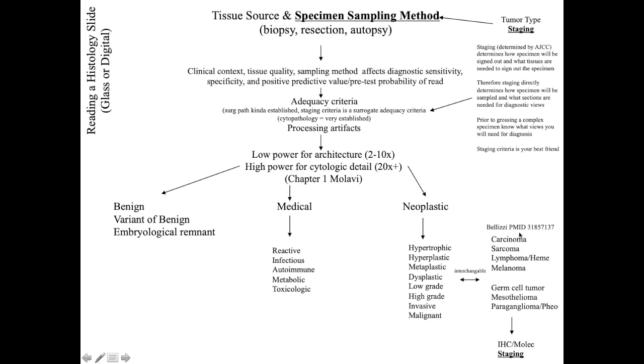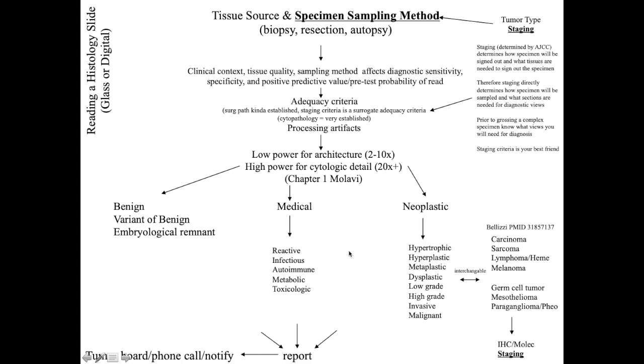He talked about having 7 different categories for tumors like carcinoma, sarcoma, lymphoma, melanoma, and then there's these that don't really fit into a category, and then there's like germ cell tumors, mesothelioma, paraganglioma, and pheochromocytoma. After you categorize what kind of tumor you're working with, you're going to want to maybe order some immunohistochemistry molecular studies and then stage it. For the purposes of this presentation, we're going to be in the neoplastic category, dealing with low-grade, high-grade invasive lesions, and mostly we're going to be in the carcinoma category. That's where we fit in here.